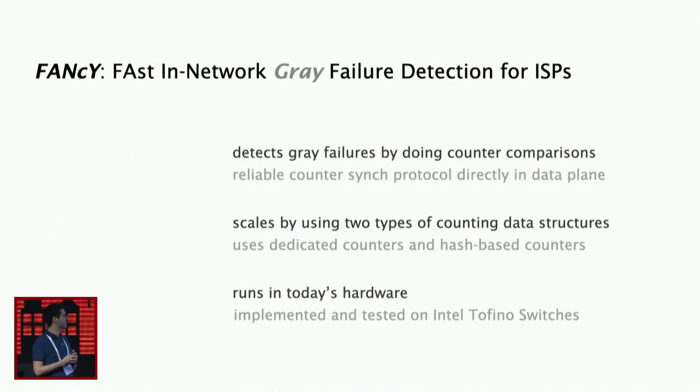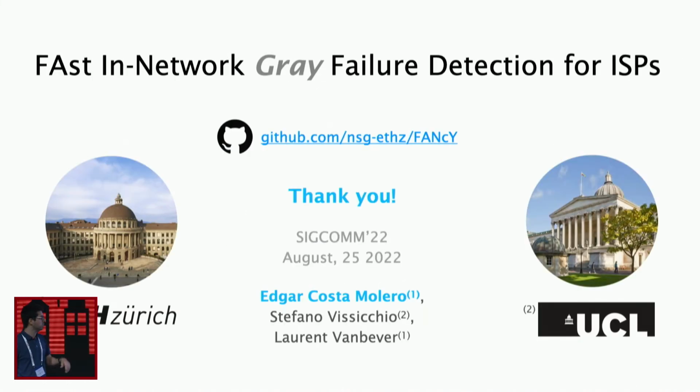So with that, I reached the end of my presentation. Today, I presented you Fancy, an in-network fast gray failure detector for ISP networks. And Fancy does simple counter comparisons. We showed that we managed to do it in a reliable and synchronized way in the data plane. We scale those counters by using a hybrid approach, dedicated counters and hash-based counters. And we also showed that it runs in today's hardware. You can find all the code in this GitHub link. We released everything.